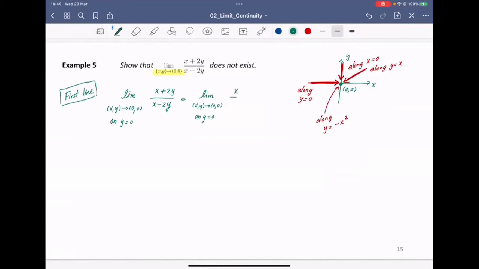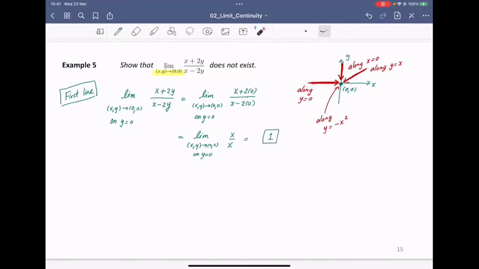This is x plus 2 times 0, over x minus 2 times 0. Here you are going to get, oh, good, the limit as (x,y) goes to (0,0) along y = 0, and that is x over x. Oh, okay, you get 1. The limit when you come from this line is 1.